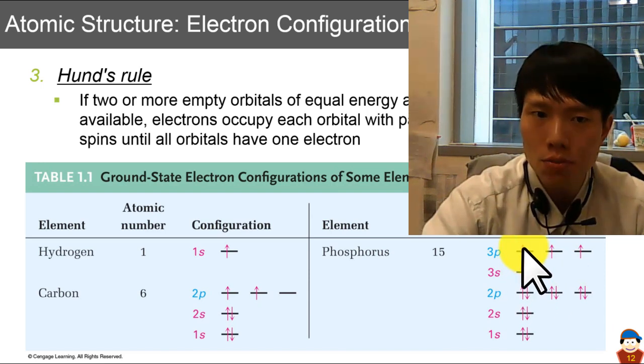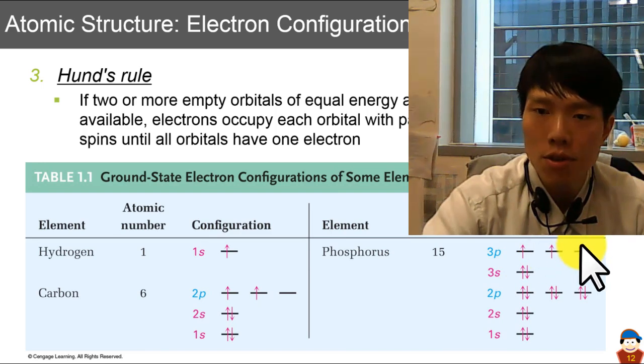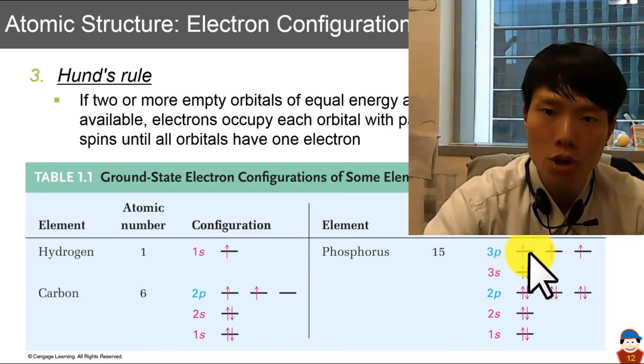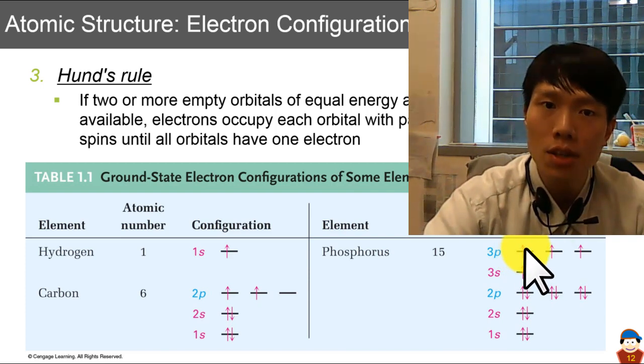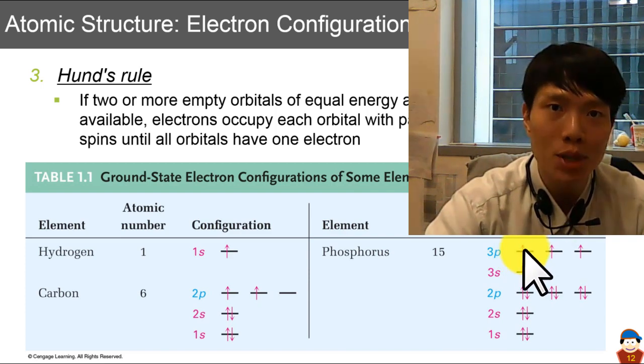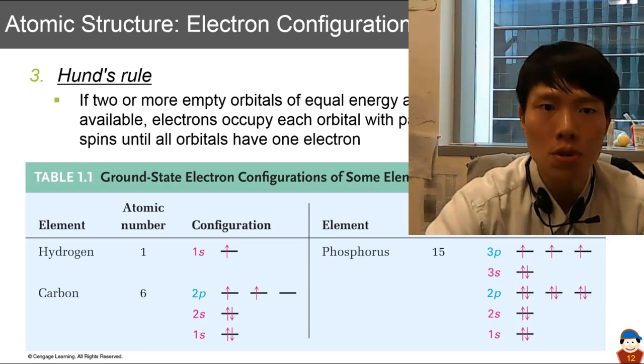And for phosphorus, what do you see? All these electrons are not paired. So the next electron will be paired. You have no choice. But in this case, if you have a chance not to pair them together in the same orbital, you do it following Hund's rule.